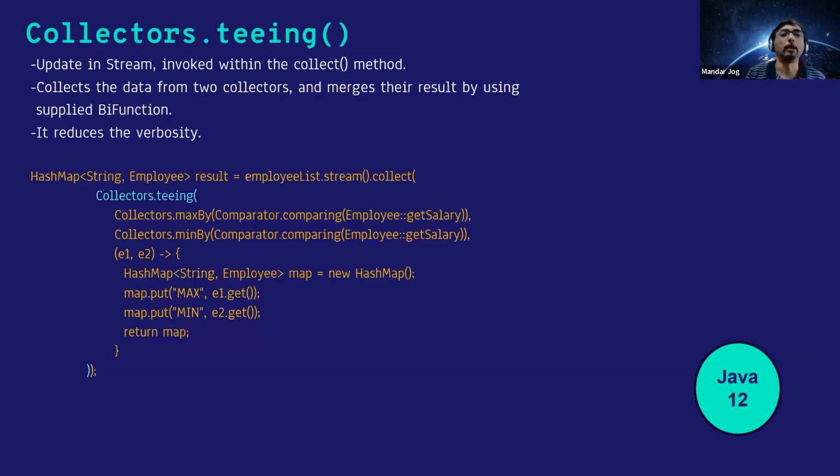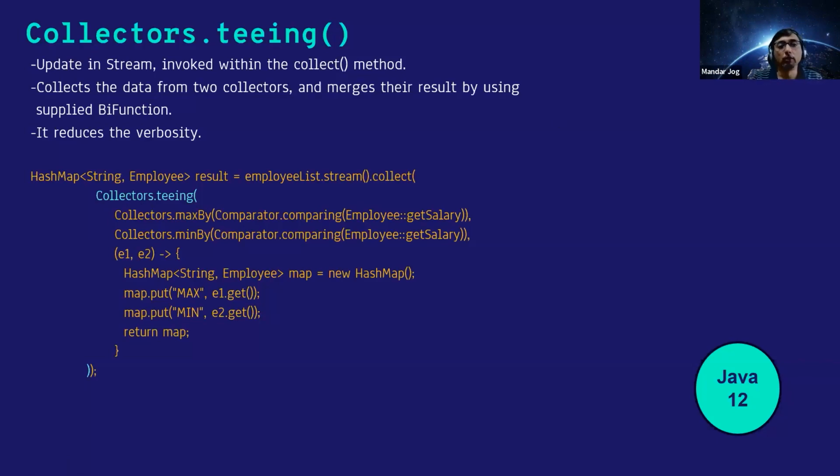Let us say I have the employee list with me and I want to find out the employee with maximum salary, or maybe I want to find out the maximum salary and minimum salary. Of course, as I mentioned, I'm not going to talk about what a functional interface is and how it works, but I'm going to talk about how teeing works.